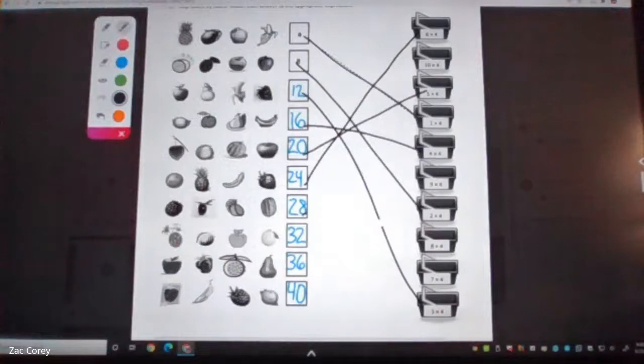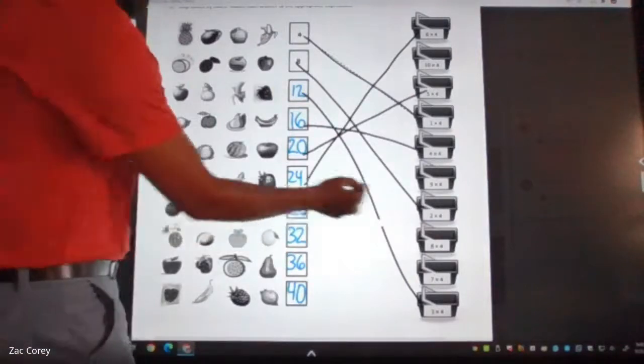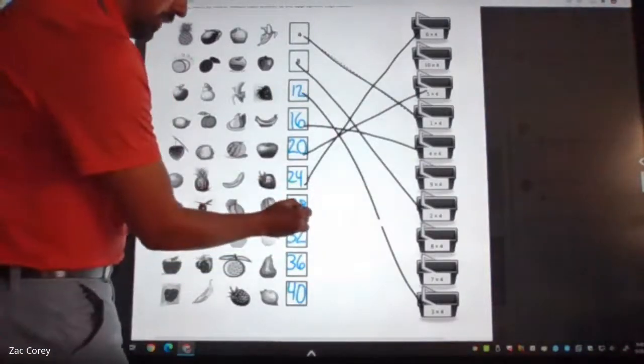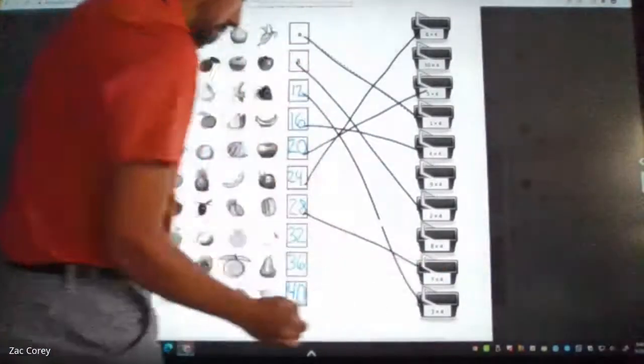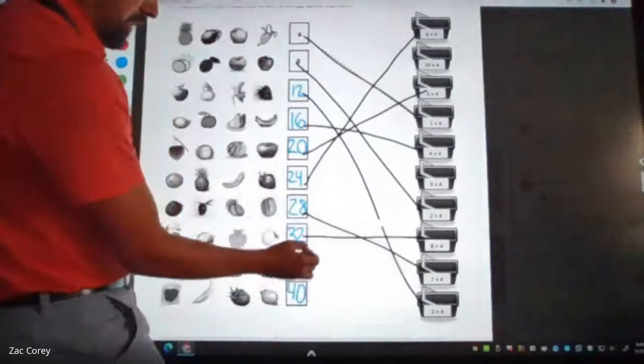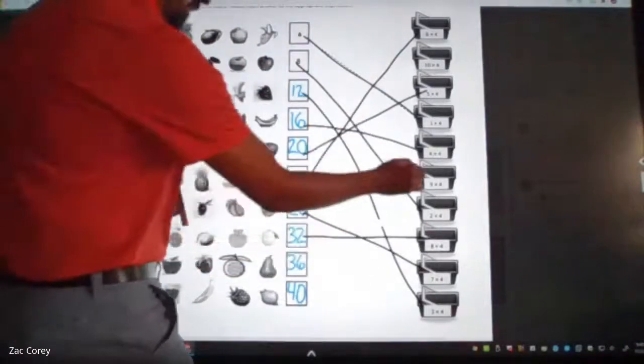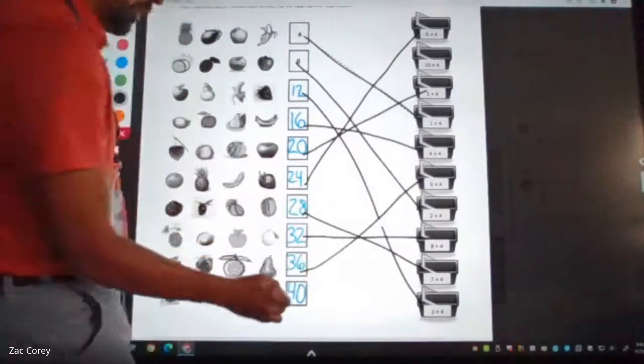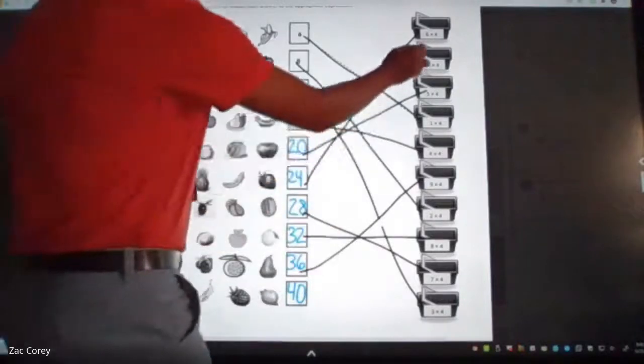correct multiplication expression. So 28, I accidentally drew my line wrong, so hopefully you didn't do that. 28 is 7 times 4. 32 is 8 times 4. 36 is 9 times 4, which is right here. And then 40 is 10 times 4.